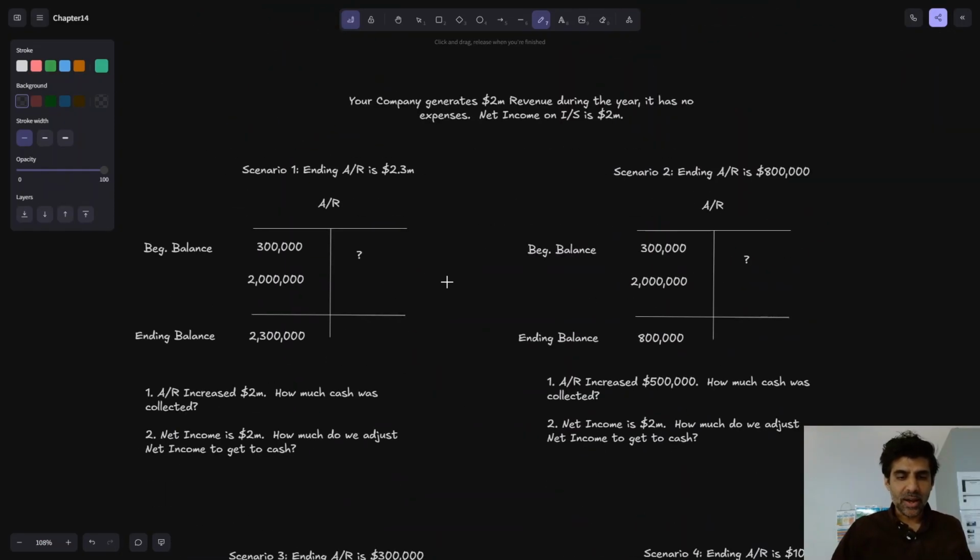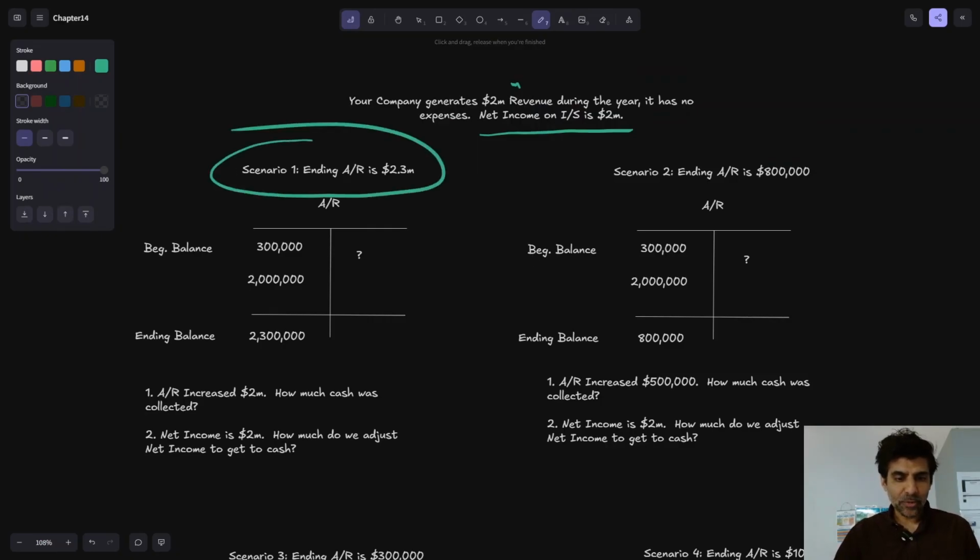Okay, so now let's look at the other side where we have $2 million in revenue during the year and no expenses. So now we're just going to look at the other side where the current asset changes. The net income on the income statement is 2 million. So this is our starting point in our analysis of cash flow. We're going to take the net income of 2 million and we're going to now adjust it. And there's different scenarios here of what happened to accounts receivable. So in this first scenario, accounts receivable is 2.3 million, okay?